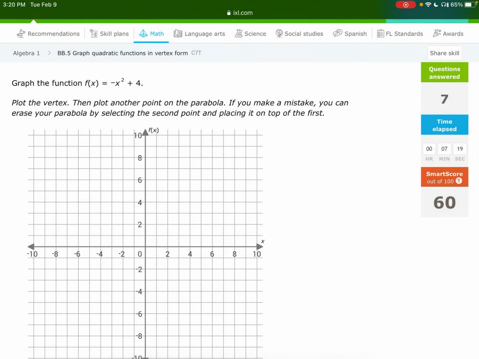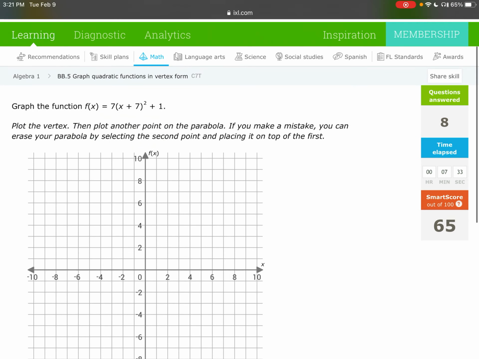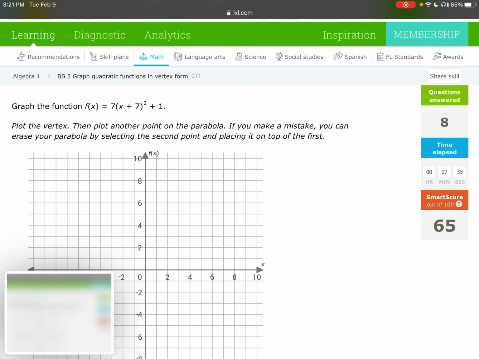Okay, so taking a look here, the +4 moves me up 4. That's my vertex. The A equals -1. I'm going to step to the right 1 and go down 1. All right, good. This one's got lots of transformations for us.